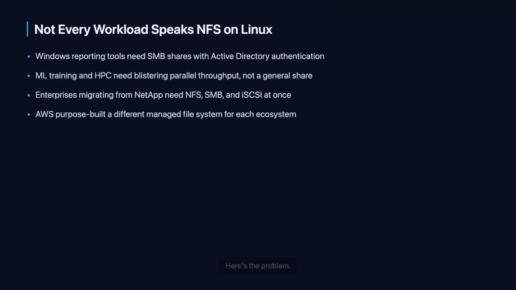Here's the problem. Not every workload speaks NFS on Linux. Megacorp's Windows reporting tools need SMB shares with Active Directory authentication baked in. If they ever run machine learning training or scientific computing, they'll need parallel throughput that a general-purpose share can't touch. And an enterprise migrating off a NetApp array needs NFS, SMB, and block storage all in the same system. One managed file system can't be all of those things well. So Amazon Web Services built a different one for each ecosystem. That family is called Amazon FSx.